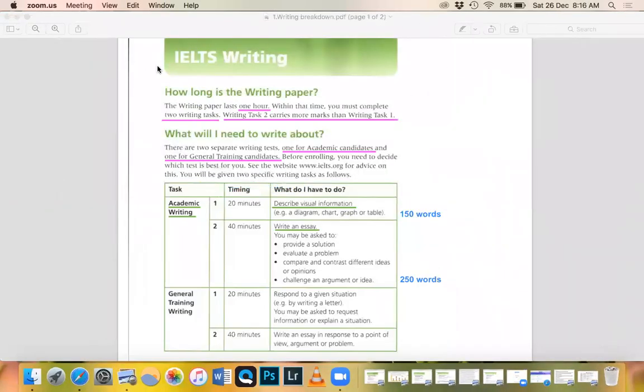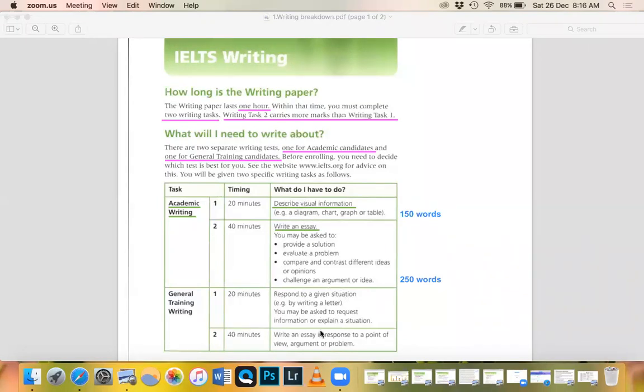Because most of you are doing the academic IELTS, we only have time to focus on the academic IELTS in these live lessons. For task 2, the skills are very similar. So the skills that we learn in academic, you can use for general as well. But task 1 is completely different. So today we only have time to do task 1 for academic.